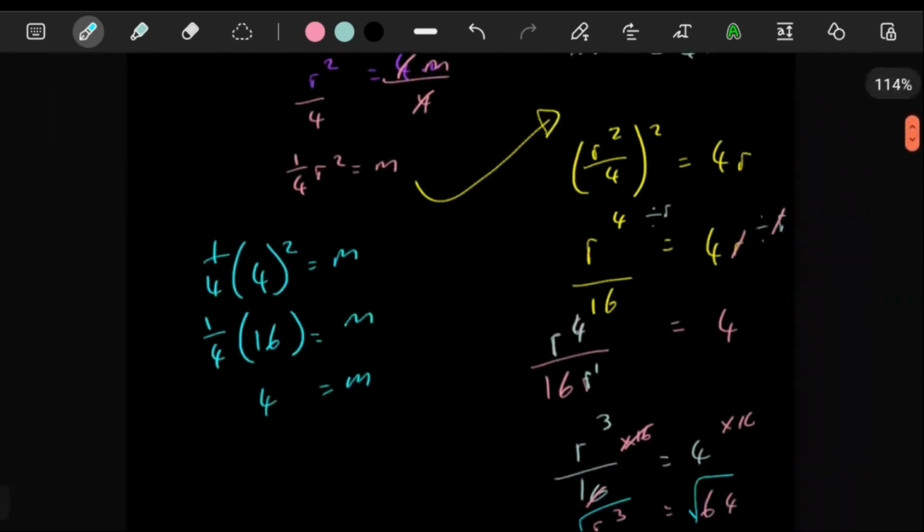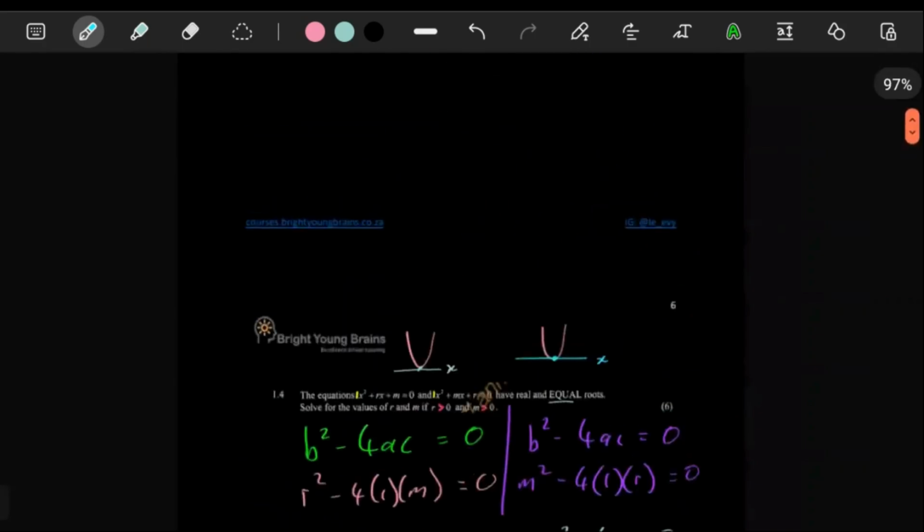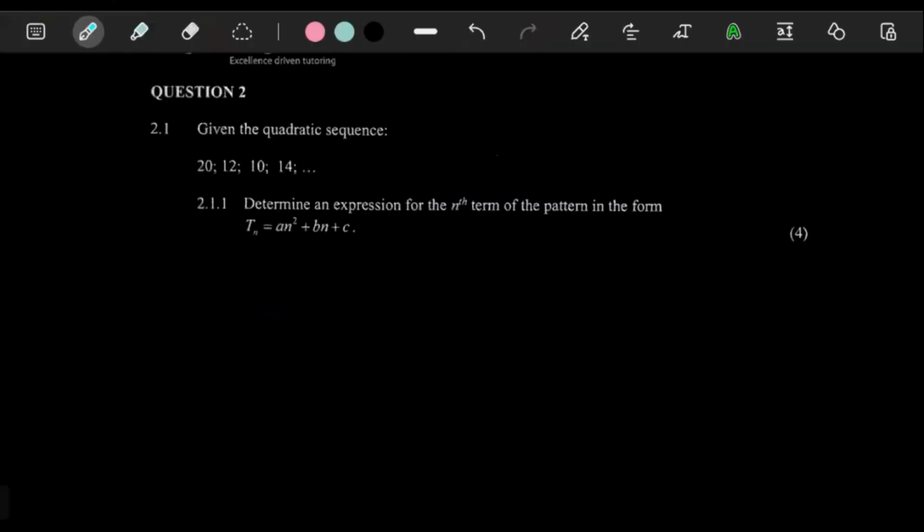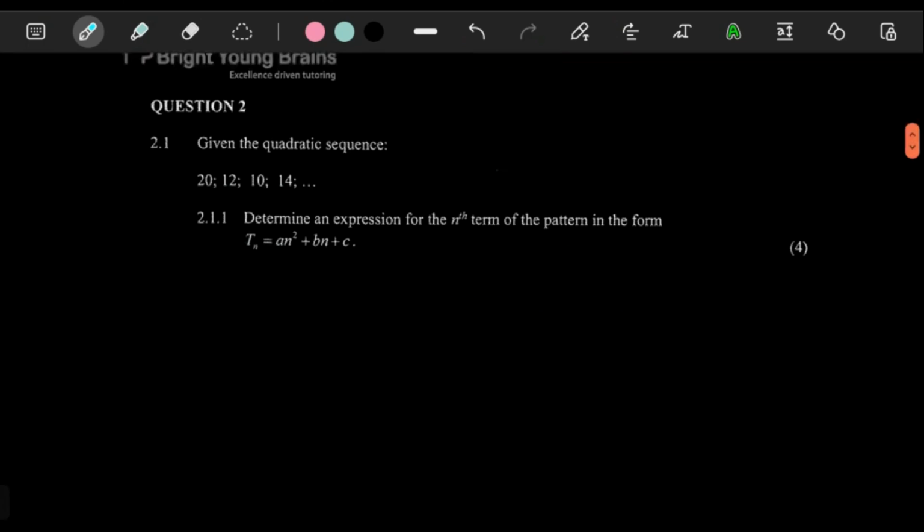So let's move on to question number 2. So we know we're dealing with sequences and series now. With sequences and series, the one thing you want to keep in mind is that the questions would normally be straightforward, whether it's prelims or finals. It says here, given the quadratic sequence, determine an expression for the nth term. 3 marks. Let me write this nicely.